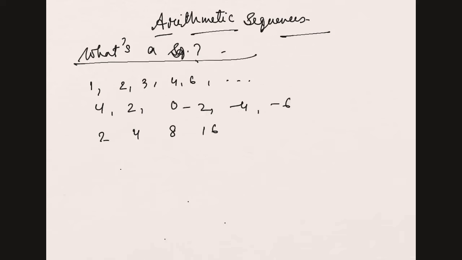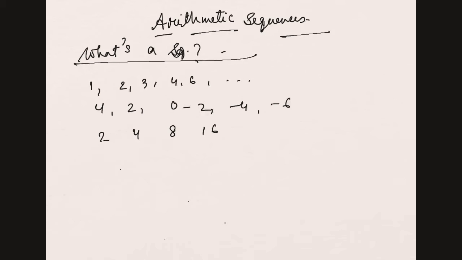They are really a set of quantities arranged in a definite order. This is a natural number sequence. This is a sequence where we can see that it's decreasing by 2 for every term. And the next one is an example of multiplying by 2 to get the next term. So these are all examples of sequences.